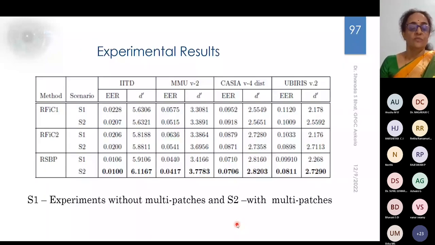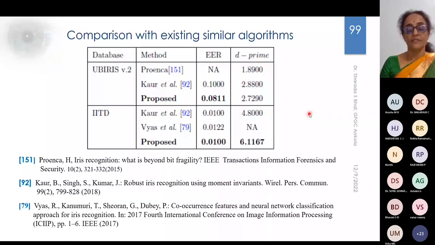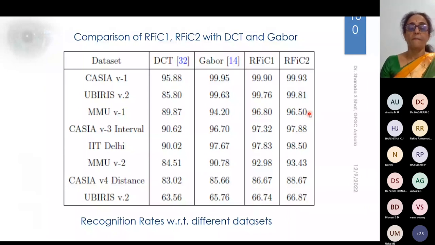Once again, the two scenarios here. S1 is with the multi patches and S2 is without multi patches. You can observe here the RSBP with multi patches scenario is giving us a good result. It is 6.1 here. And it's a comparison with the state of the art results. Different data sets, different versions of the data sets are taken and experimented with these codes.